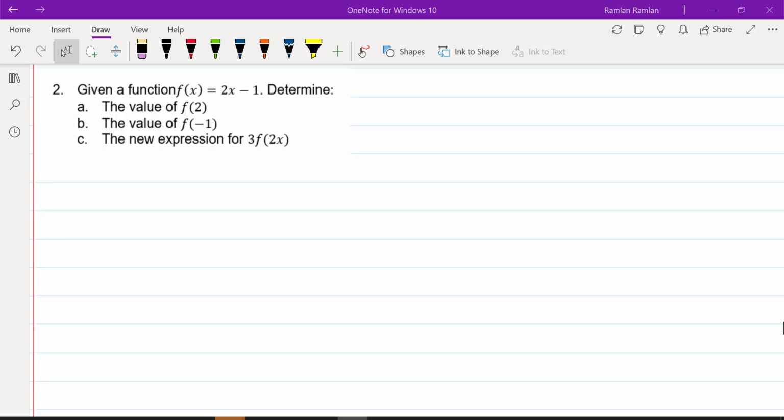Okay, let's go to question number 2. Given a function f of x equals 2x minus 1, determine the value of f of 2, the value of f of negative 1, and a new expression for 3f of 2x. Okay, now let's do it one by one.